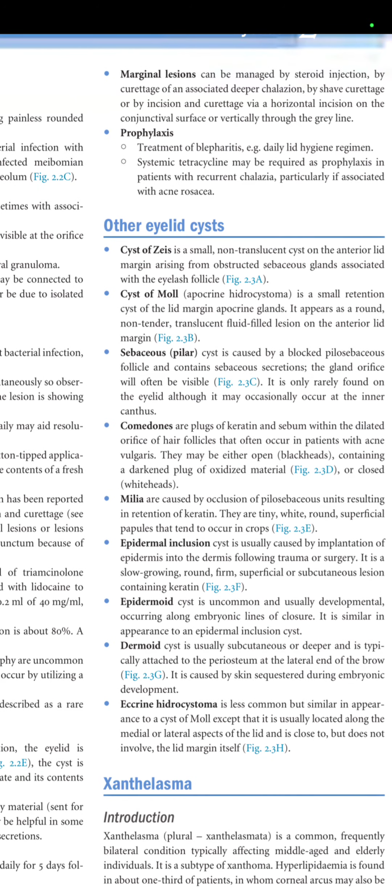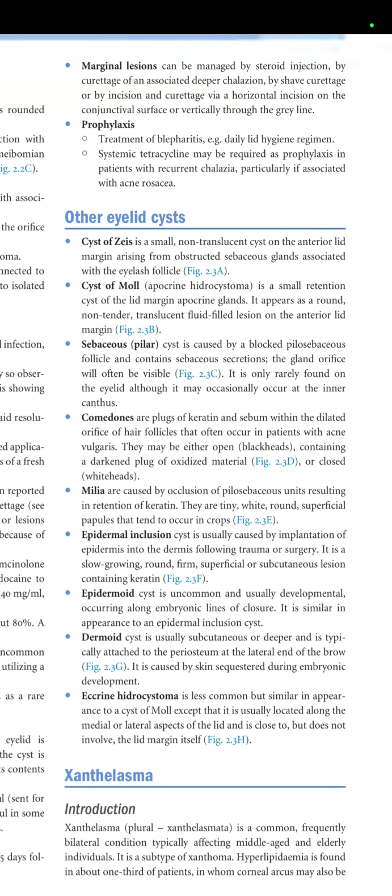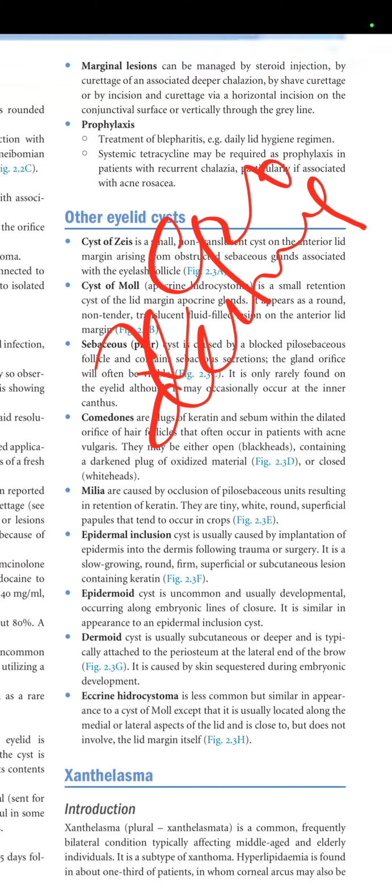Epidermal inclusion cyst is usually caused by the implantation of epidermis into the dermis following trauma or surgery. It is a slow growing, round, firm, superficial or subcutaneous lesion containing keratin. So epidermal inclusion cyst is basically the dermis layer containing the epidermis layer, and it occurs following surgery or trauma.